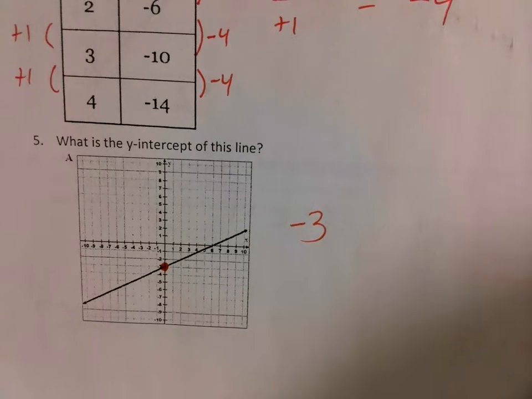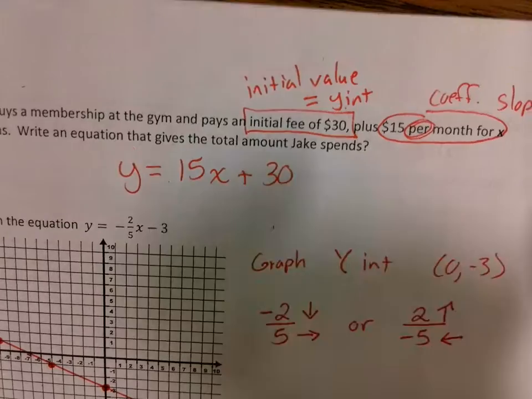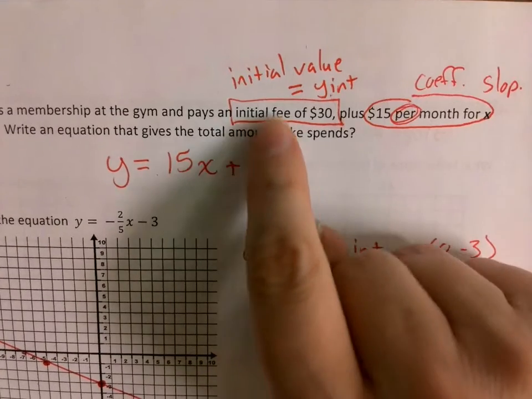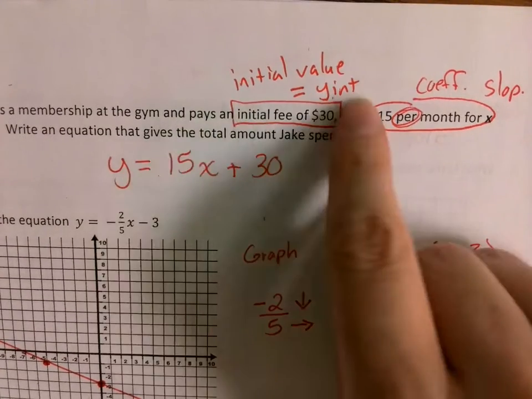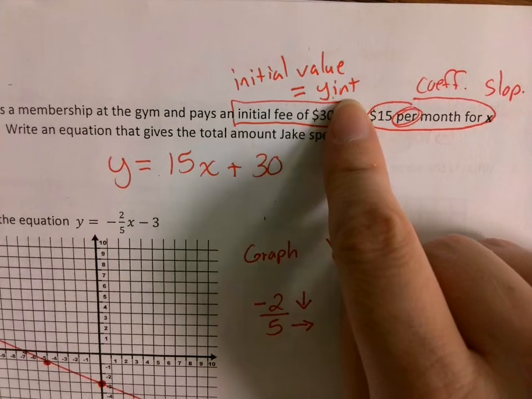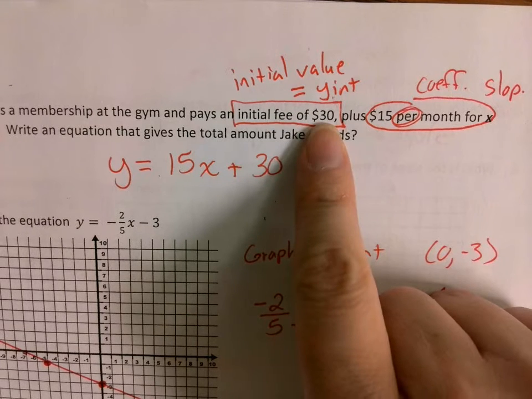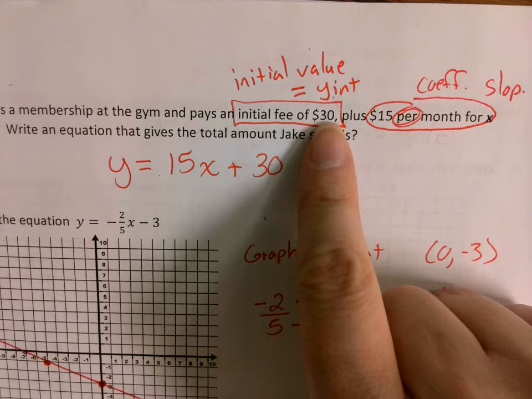Okay. Number 6, initial values. Remember, if you see the term initial value, initial fee, initial membership, that is the y-intercept. It's a starting value. So initial value is another way of saying y-intercept. So our y-intercept here is $30. That's the initial value of signing up for a membership to the gym. Then you also pay $15 per month.